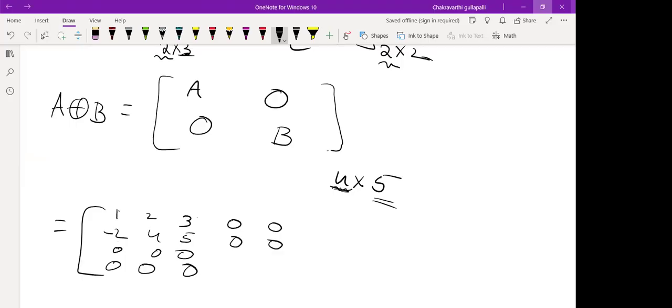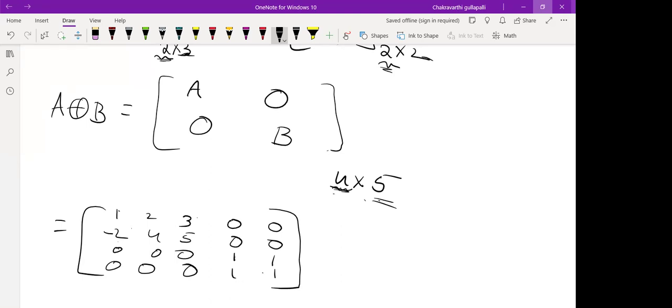Five columns completed, 4 rows completed. You can write in the remaining place B matrix. So write the matrices blockly along with the block remaining 0. A is 2 by 3, B is 2 by 2. So the resulting matrix will have the order 2 plus 2, 4, 3 plus 2, 5. 4 rows and 5 columns.